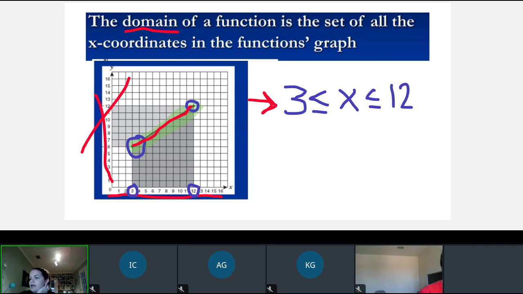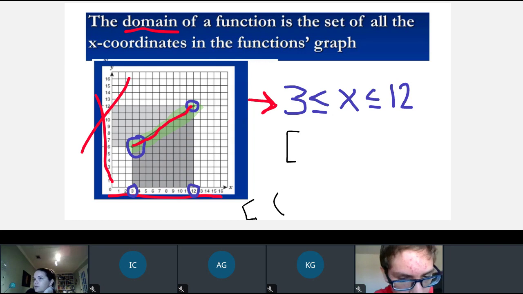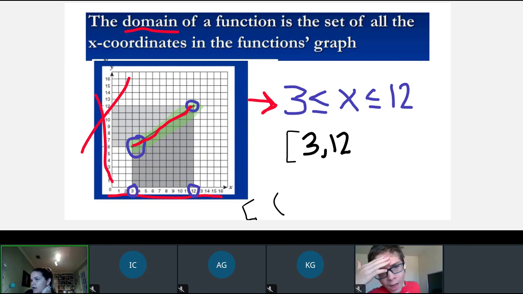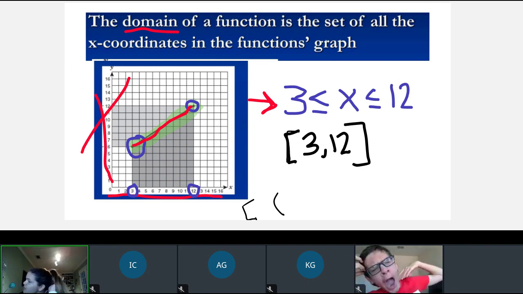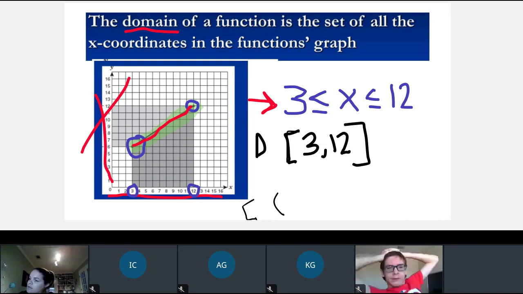Another way we can write it is called interval notation. With interval notation, we would use brackets like this. I would say if it's a square bracket, that means it's a closed circle. If it's a parentheses, that means it's an open circle. So this would be 3, 12, with a square bracket on both sides. That means for my domain, I'd have to write domain is 3 and 12 inclusive.